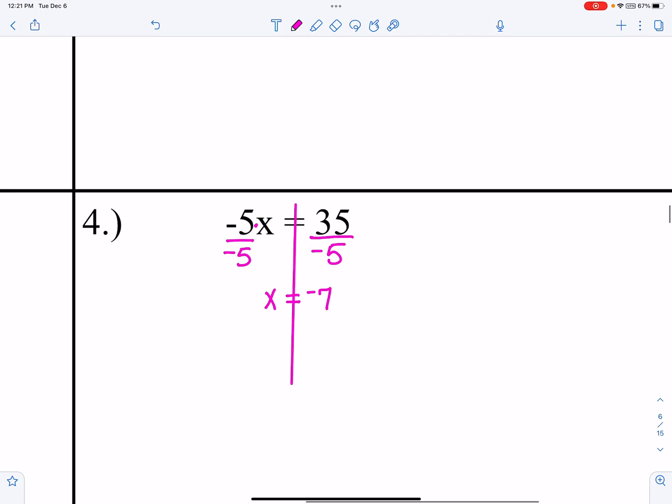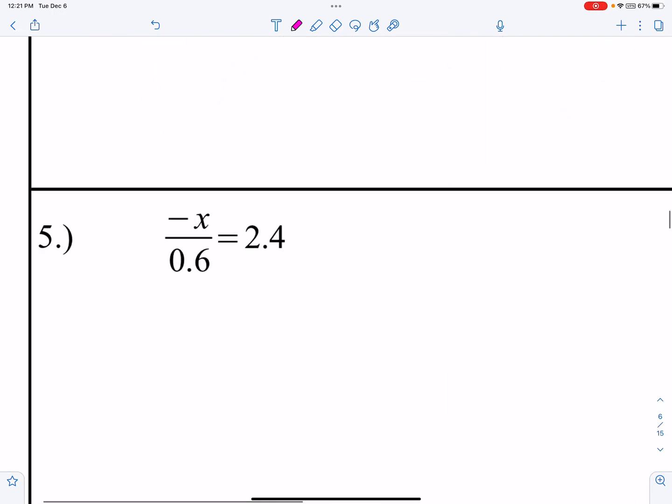We're going to go ahead and plug that in or substitute with our check. So we have a -5 times a -7. Notice I'm putting that in parentheses, equals 35, negative times a negative, and we are good. Okay. All right, number 5.